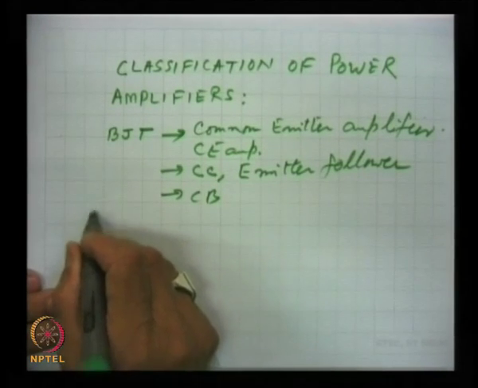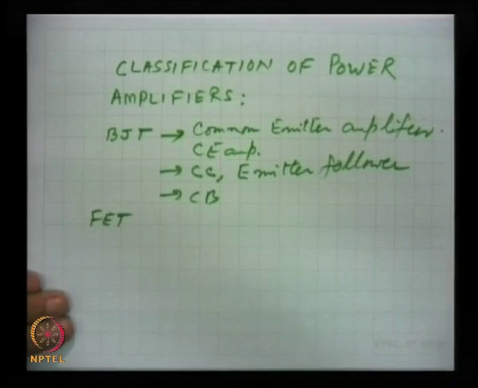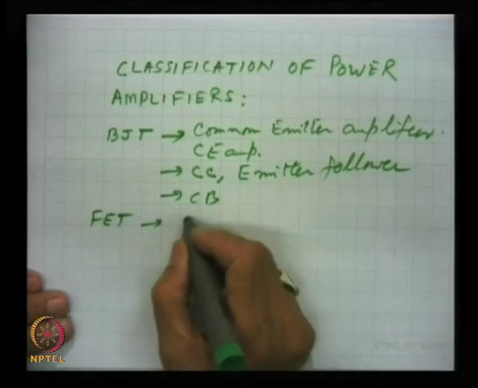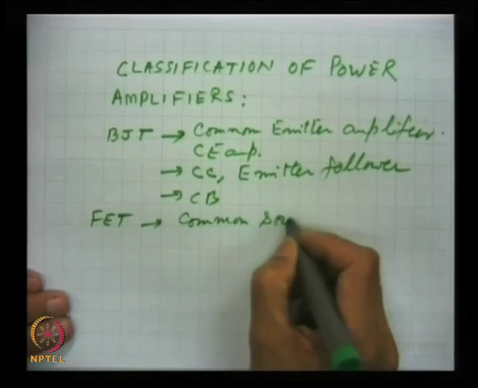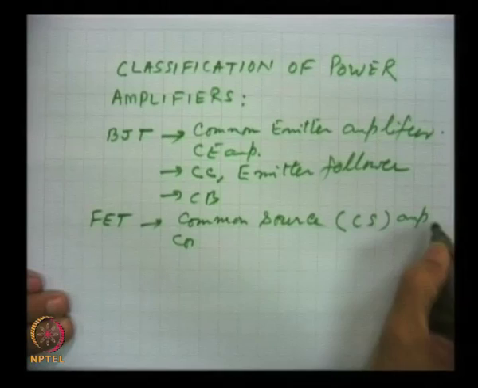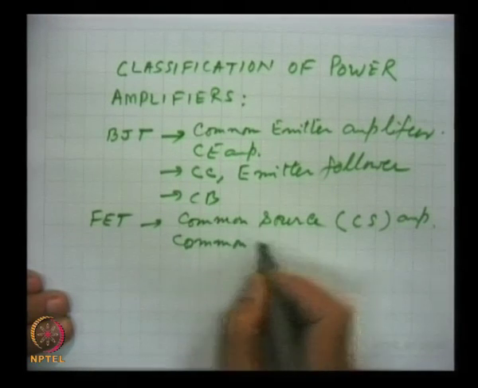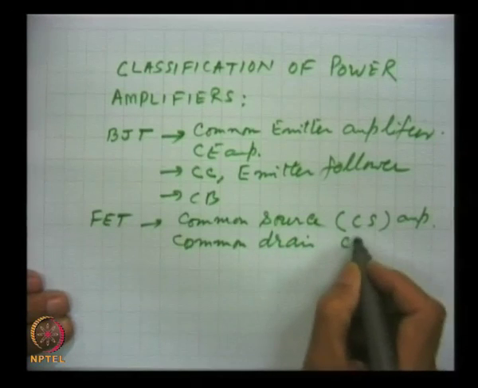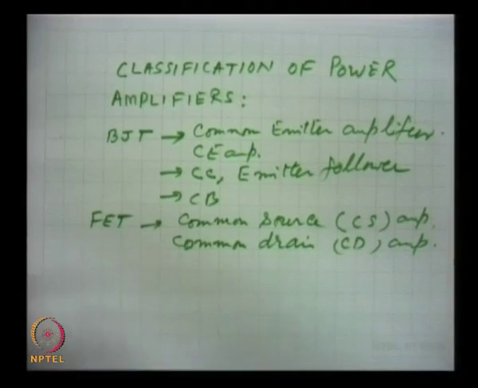Similarly, in FET or MOSFETs, the classification was common source, this is CS amplifier, and common drain, CD amplifier, or drain follower, as it is emitter follower, this is drain follower, and so on. So, this was the classification of BJT and FET small signal amplifiers. The power amplifiers are classified differently and the criteria is different.